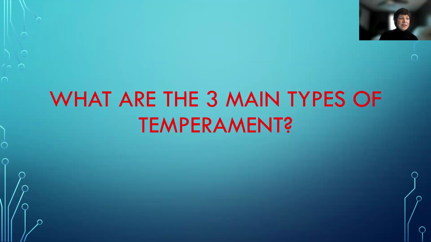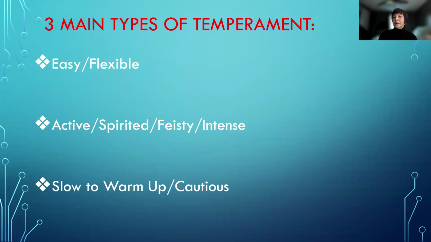So there's 3 main kinds of temperament. And I will refer to these as children, but all of us have a temperament. So think of yourself as well, or coworkers, or spouses, or partners. There's the easy and flexible kind of temperament. That's the majority of the population, believe it or not. There's the active or spirited temperament. I like to consider it intense. And then there's a slow to warm up and cautious temperament. Those, the second and third, are less common.